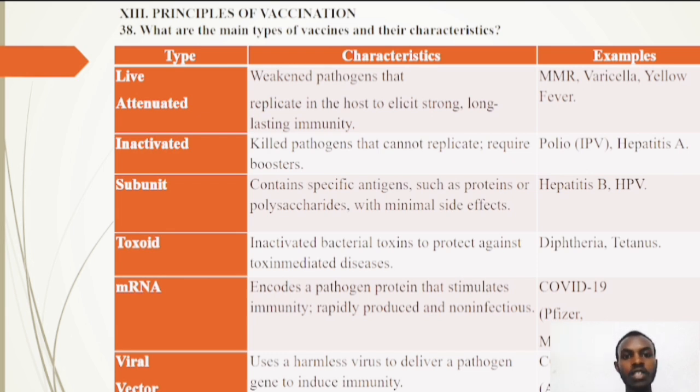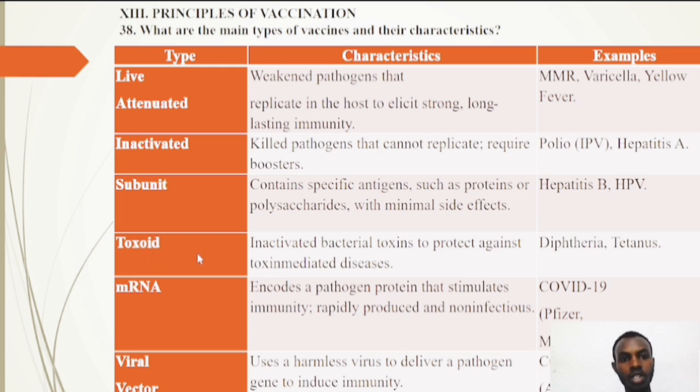Subunit vaccines contain specific antigens such as proteins or polysaccharides, with minimal side effects. Examples of subunit vaccines are hepatitis B and even HPV, human papillomavirus. Those viruses, HPV and hepatitis B, are transmitted through sexual contact or through sexual intercourse.